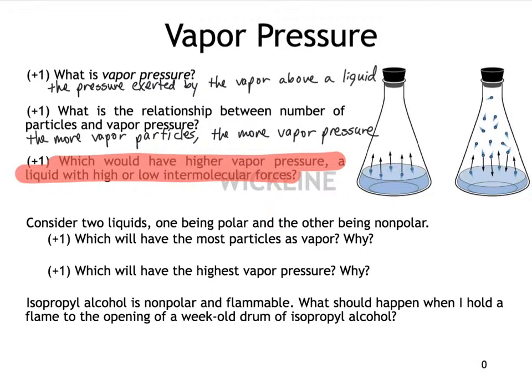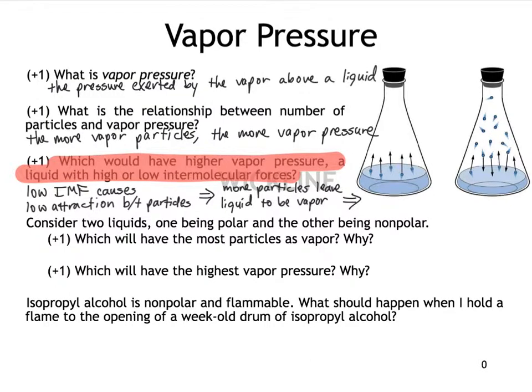All right, I'm going to break this down for you. If a substance has low intermolecular force, there is low attraction holding particles together. And if you have low attraction between particles, you're going to see a lot of particles leave the liquid and enter the vapor state. And the more particles you have in the vapor state, the higher the vapor pressure. Therefore, in short, lower intermolecular forces causes a higher vapor pressure.